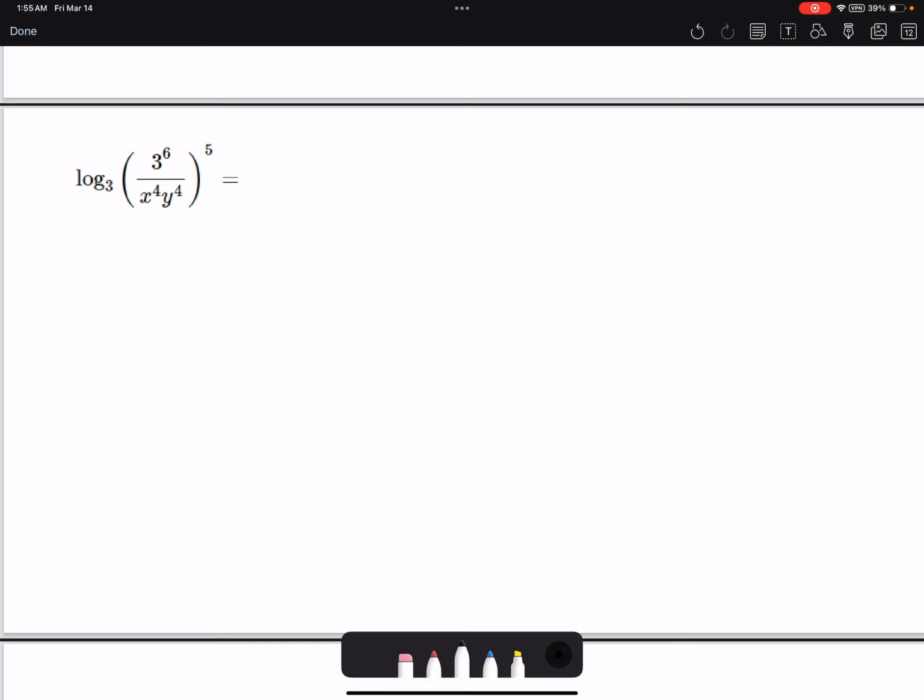So the first thing, we have our whole argument raised to the 5th power. So I'm going to move that 5 down in front. And I'm going to do 5 times log base 3 of 3 to the 6th over x to the 4th, y to the 4th.